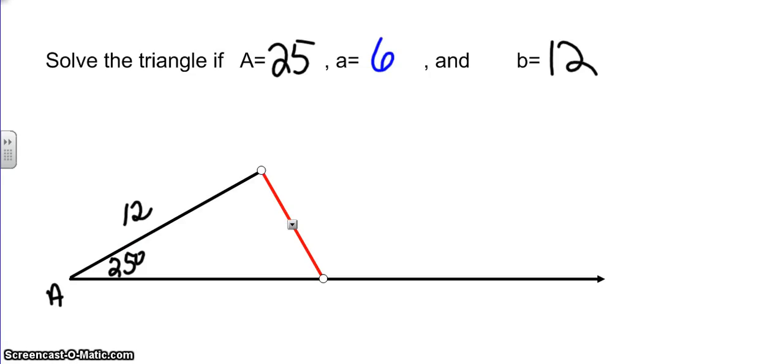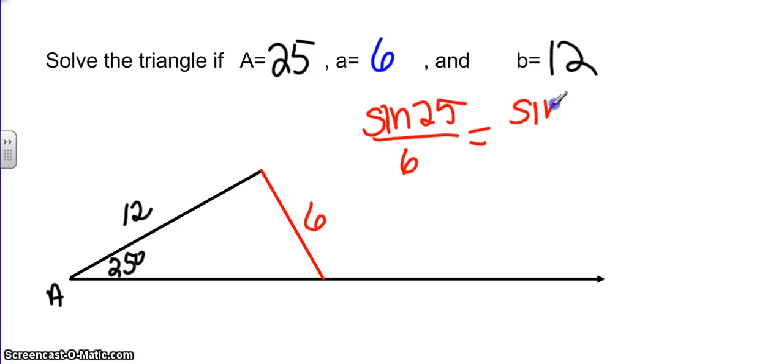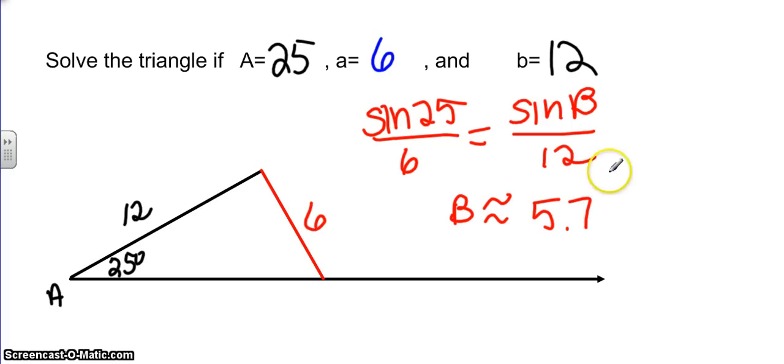So here's the triangle again, looks a little bit nicer. And this is 6. Now, this is 6 and it swings out. On your calculator, when you solve this, you have the sine of 25 over 6 is equal to sine B over 12. When I solve for B, remember I'm going to have to use the arc sine to find B, I get B is about 57.7 degrees.